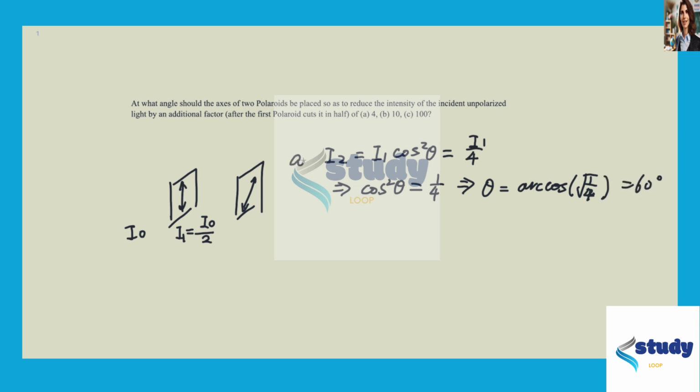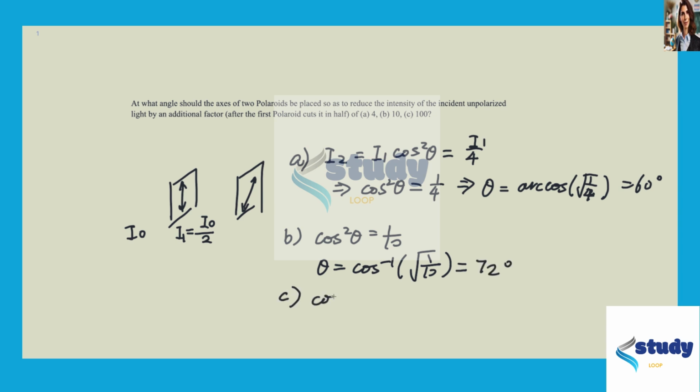This is case 1. Case 2, cosine squared theta equals 1/10. So theta equals arc cosine of square root 1/10. And that gives us an angle of roughly 72 degrees. In the third one, we have cosine squared theta equals 1/100. So theta equals arc cosine of square root 1/100. So that gives us an angle of roughly 84 degrees.